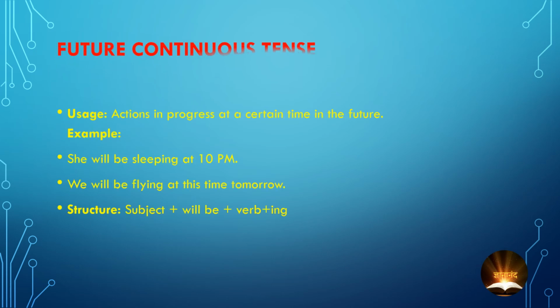Future continuous tense. We use the future continuous for actions in progress at a future time. For example, she will be sleeping at 10 p.m., or we will be flying at this time tomorrow. Use will be followed by the verb with ing.